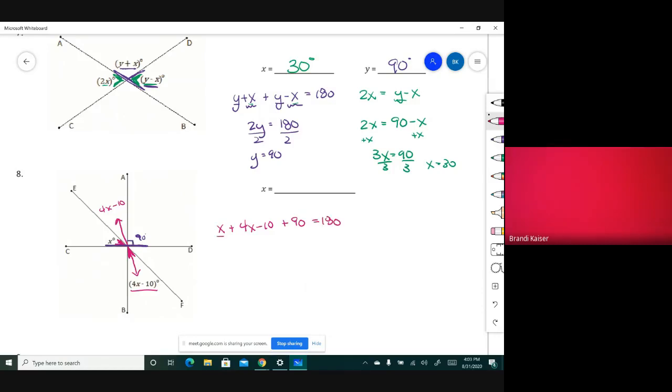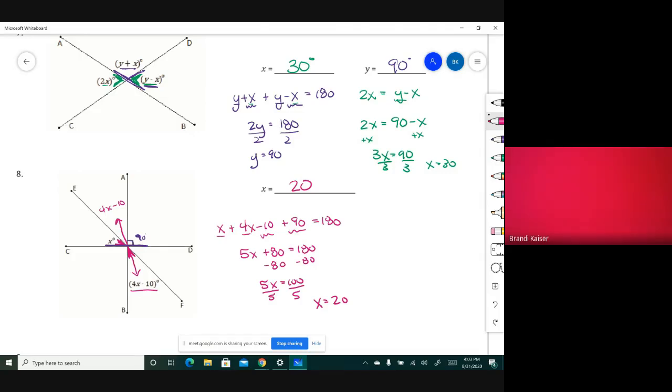Combine your like terms. X plus 4x, that becomes 5x. Negative 10 plus 90, that becomes 80. Set that equal to 180, and then start solving. Subtract 80. 5x equals 100. Divide by 5, and 100 divided by 5, x should be 20.